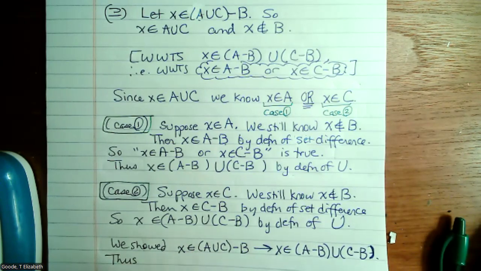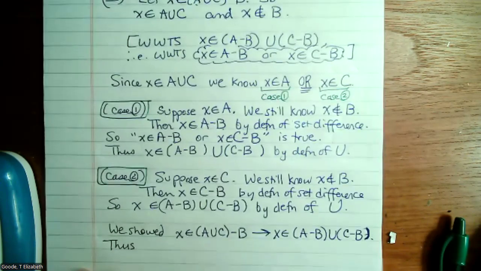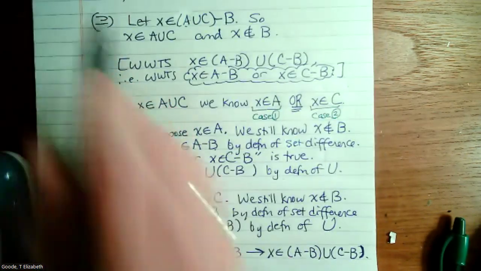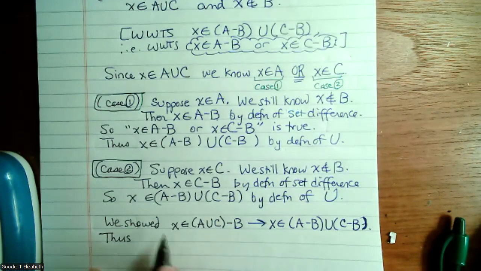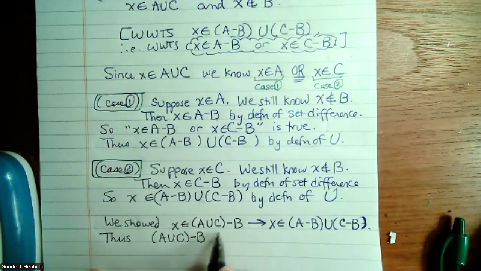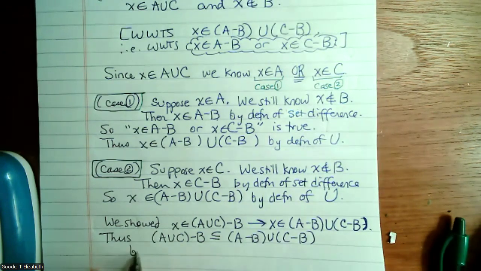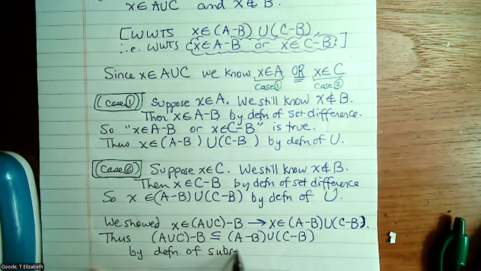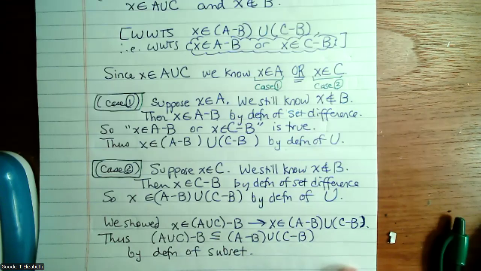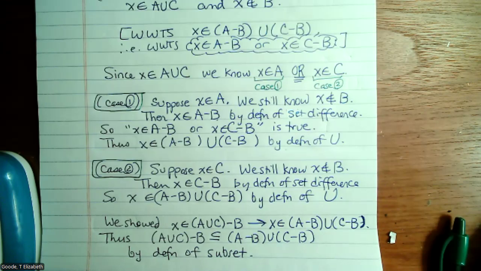Thus, how do we nail it finally? Remember what we're trying to show. We're trying to show a subset inclusion. Thus, A union C minus B is a subset of A minus B union C minus B, by definition of subset. And that's exactly right. And that's a very thorough and complete proof of that problem on quiz 9.